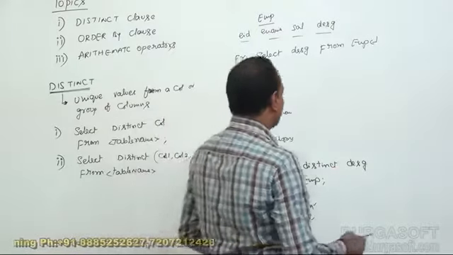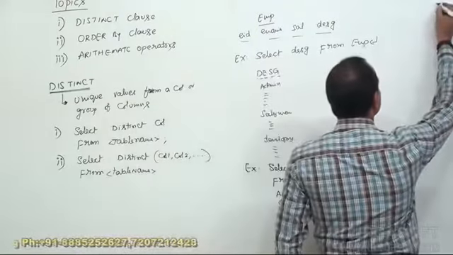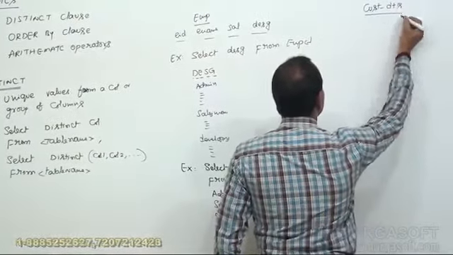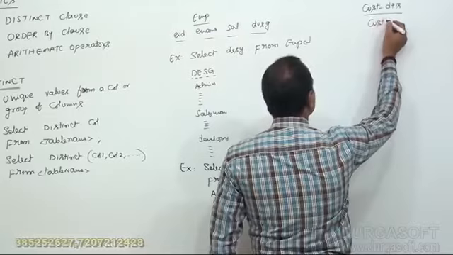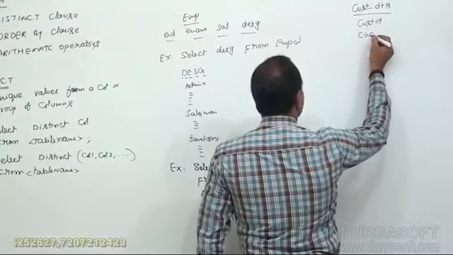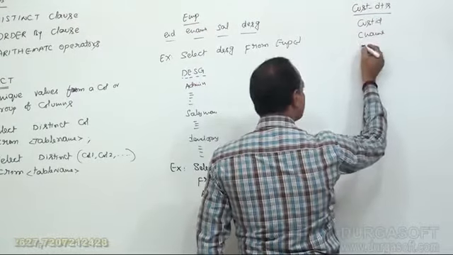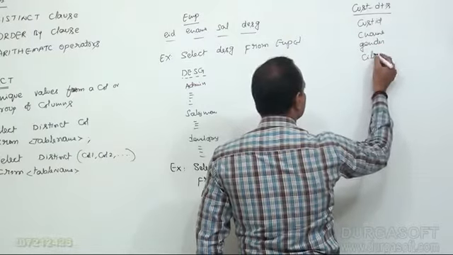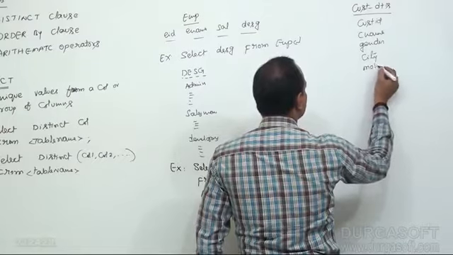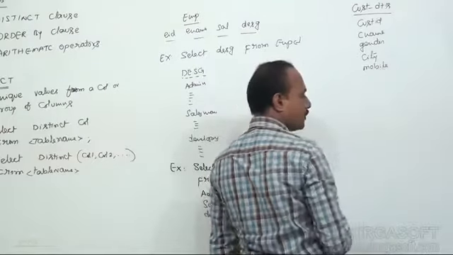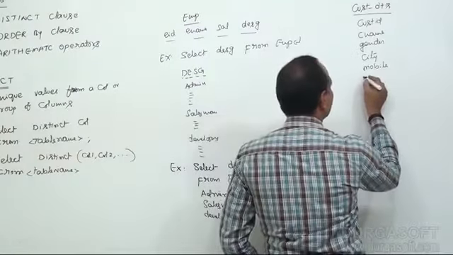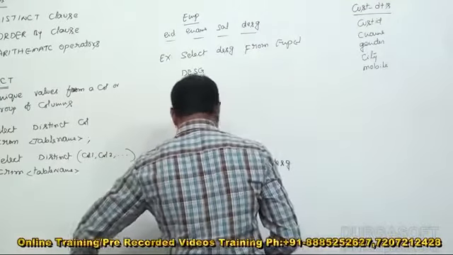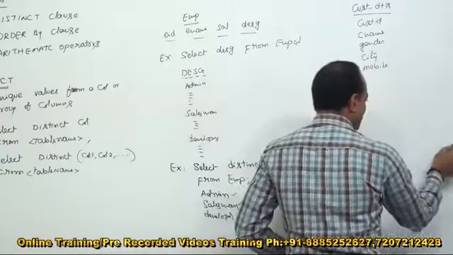Let me consider one more table. Suppose a customer details table is there. In the customer details, we have customer ID, customer name, customer gender, customer city, customer mobile number, and customer mail ID. That depends on your requirement. Whatever values you want to see, you can maintain as columns.